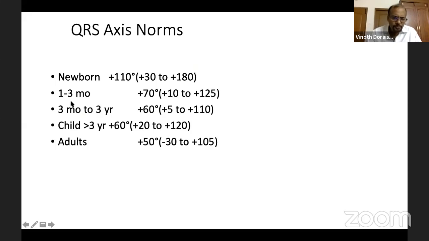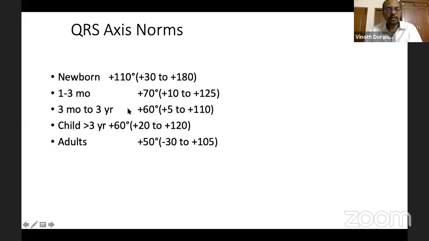And this process takes place over the 3 months to 3 years age group. So this is a transition period where the left ventricle starts becoming thicker and the right ventricle becomes less thick. Usually above 3 years of age and in adults, they have the left lower quadrant axis. For a child above 3 years, 20 to 120 degrees is the normal axis, and in adults minus 30 to plus 105 degrees is the normal axis.